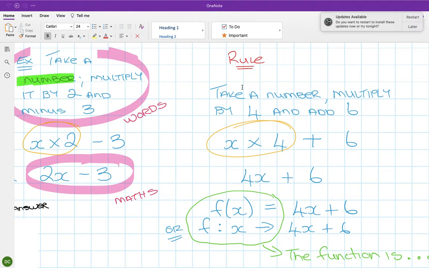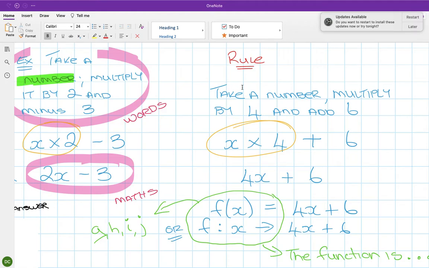And I should say it doesn't have to be f either. They can use G or H or I. Technically, they can use anything. They do tend to stick in that bit of the alphabet, like F, G, H, I, J, K, but there's no rule. They could use anything they wanted, so it doesn't have to be F.